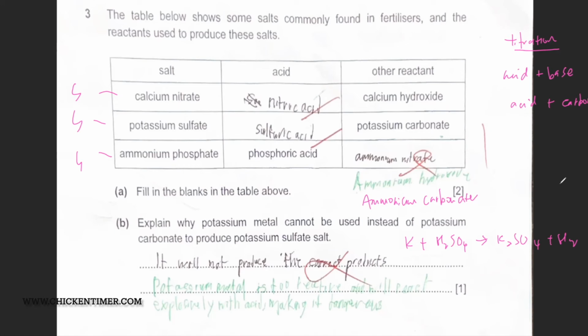So for safety reasons, you won't use it because it is explosive. So when it explodes, all the product that you want that is formed will not be collected. It probably went somewhere else and then it caused a ton of hazard to the person in the lab or the person who's preparing that. So that's why in your answer you said potassium metal is too reactive and it will react explosively with acid, making it dangerous.